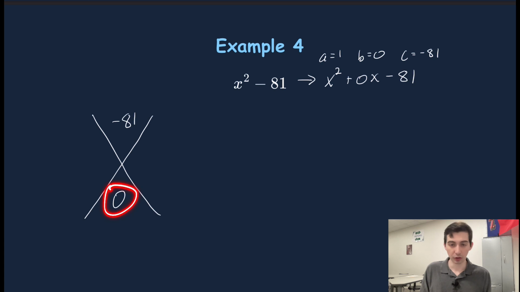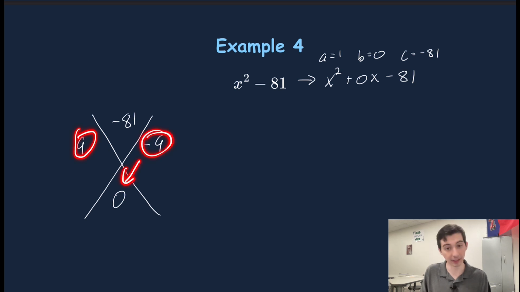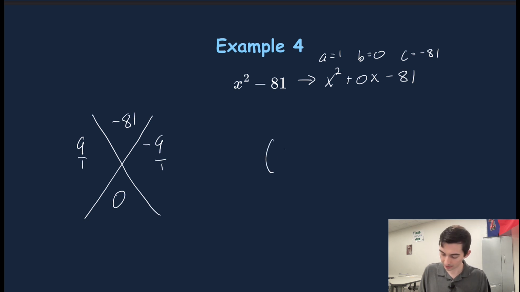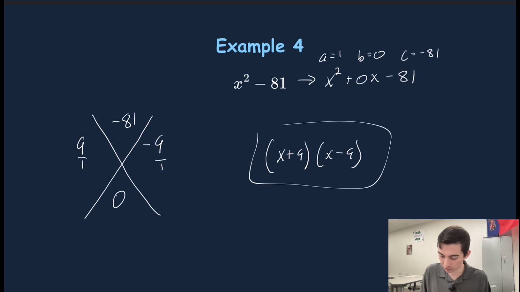So now I need my two key numbers to add to 0. That means I'm going to need the same number here. Luckily, 81 is a perfect square, so 9 times 9 gets me 81. And if I make one of these negative, I would multiply to get a negative. And 9 minus 9 gets me that 0. And so now let's divide these by my first number, which is 1. And so we get x plus 9 times x minus 9 as my two factors.